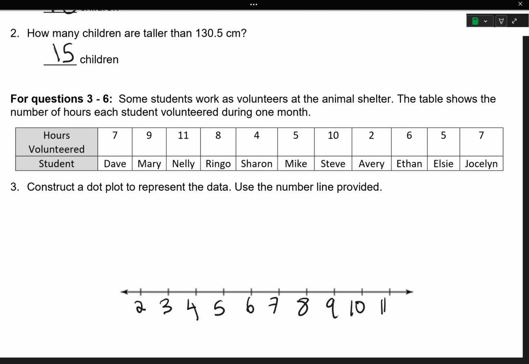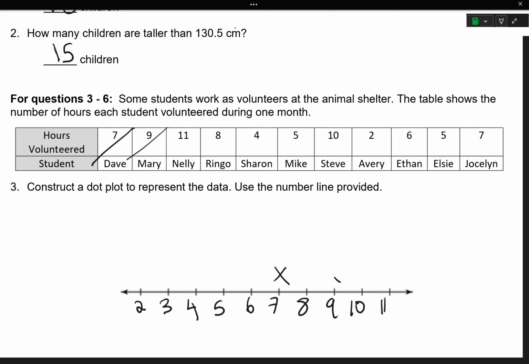Perfect. Now I'm going to go through all the hours volunteered, because this is a problem about students' volunteer work at an animal shelter. And I'm going to put a little X above each of the numbers that I have on my number line. I highly recommend that you do it like this. So if you have 7, you cross it off, put a little X. Now, go ahead and do that. I recommend pausing the video and then checking if I have the same thing.